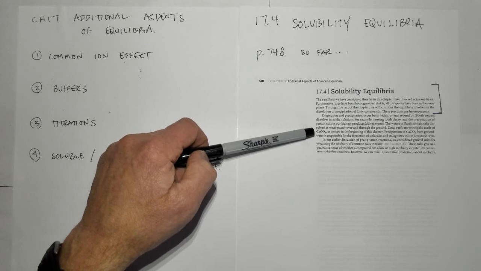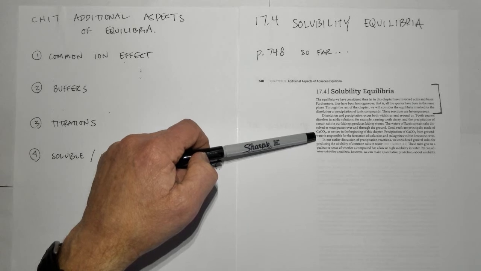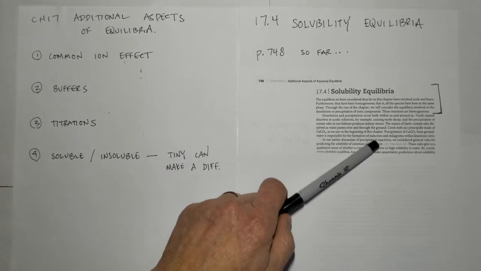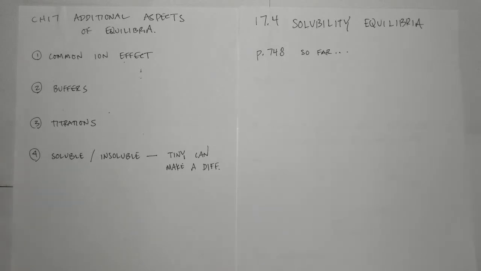Coral reefs are principally made of calcium carbonate, as we saw at the beginning of the chapter, and precipitation of CaCO3 from groundwater is responsible for the formation of stalactites and stalagmites within limestone caves. That's what solubility equilibria is all about, and we'll put some mathematics to it, so we can understand when things form solids and when things can be dissolved, even though slightly dissolved. But that tiny part can make a difference.